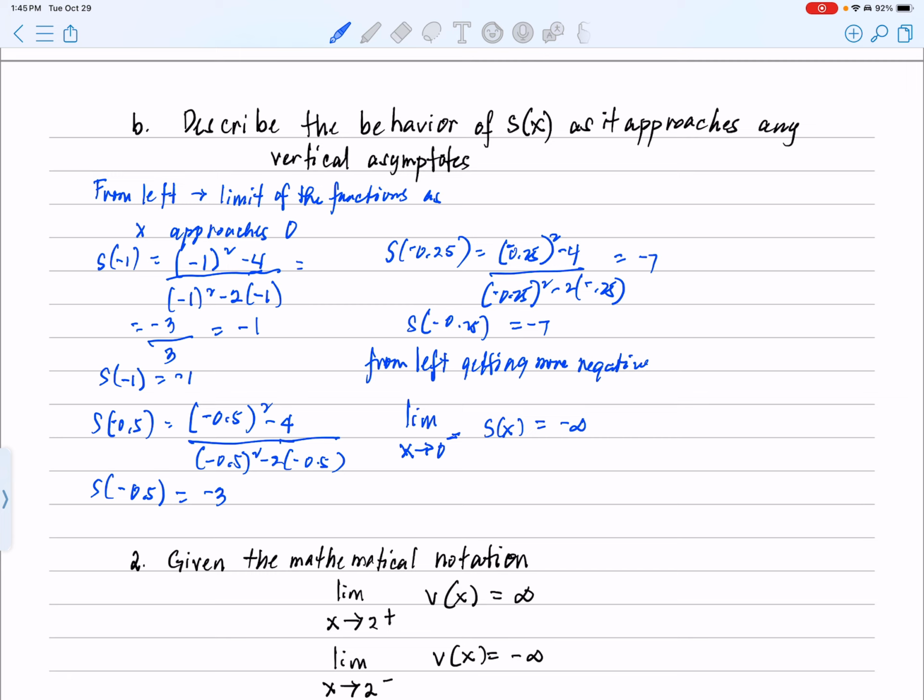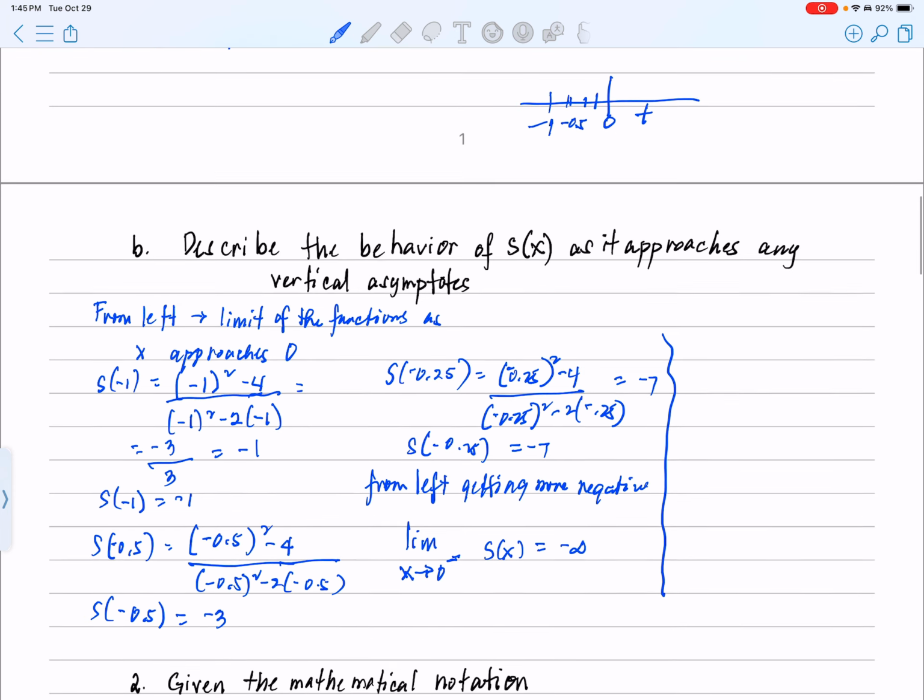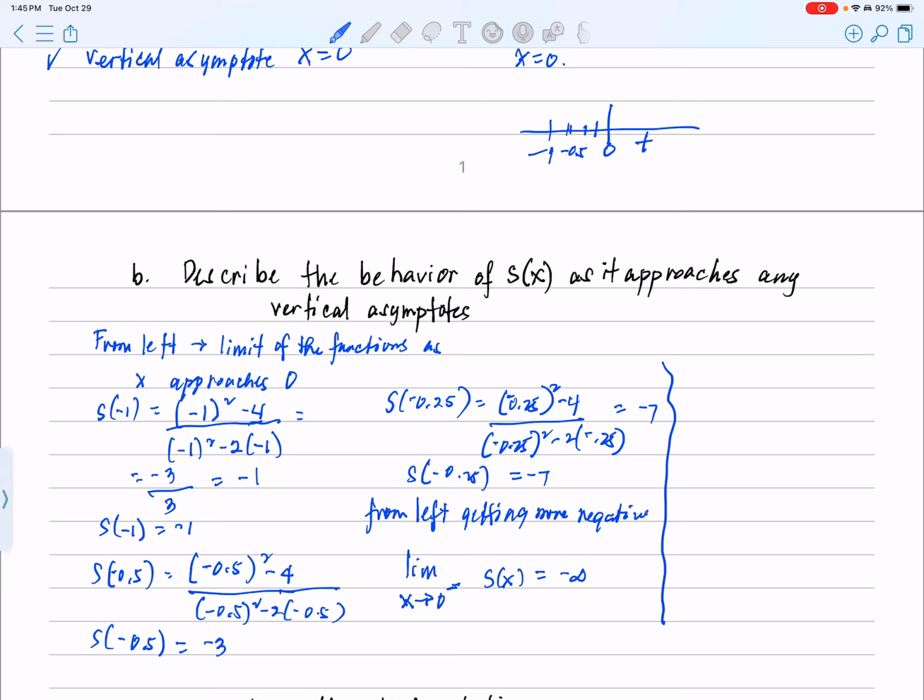Okay? So I'm going to divide because I have to think about what's going on on the right of 0. From the right of 0, if I do the same thing, I have 0.25, 0.5, and 1. The more it is getting into a positive infinity, while here it's negative infinity.